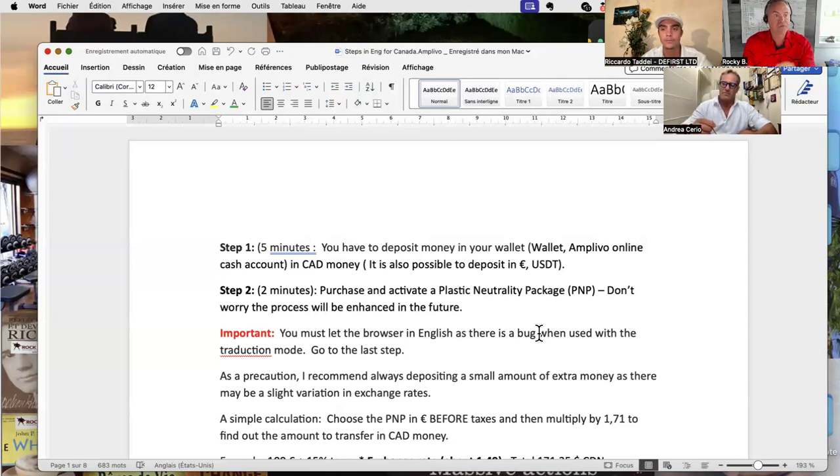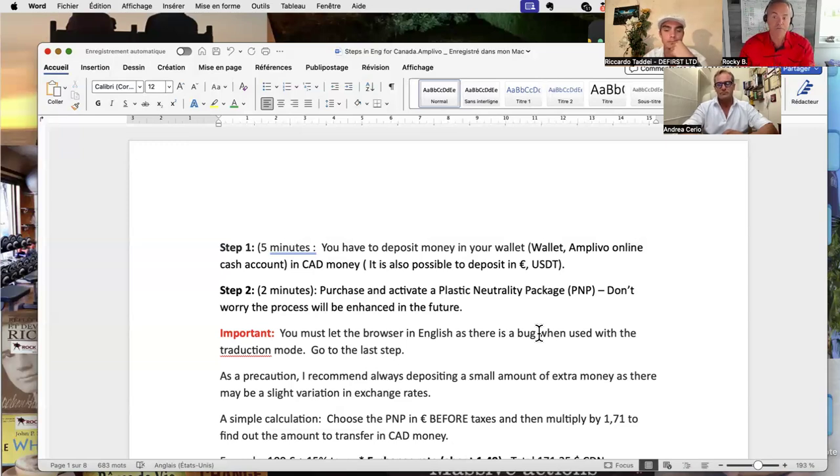After that, you have to do a second step: go into your cash account, buy the plastic neutrality gift code and activate it. When we started this way of paying and transferring money, most of the people were waiting. The money was in their cash account, but they didn't go into their cash account to activate the gift code. So step one, you have to deposit money in your wallet, what we call the Amplivo online cash account.